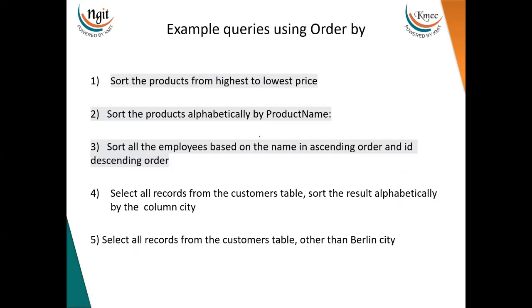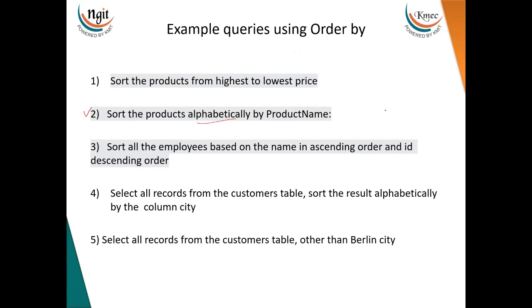Now here we have some example queries using order by. Just pause the video and try to answer the questions listed here. Now let us find the answer for every question. Sort the products from highest to lowest. This we have already seen as an example. Next, the second question: sort the products alphabetically by product name. Alphabetically means ascending order.